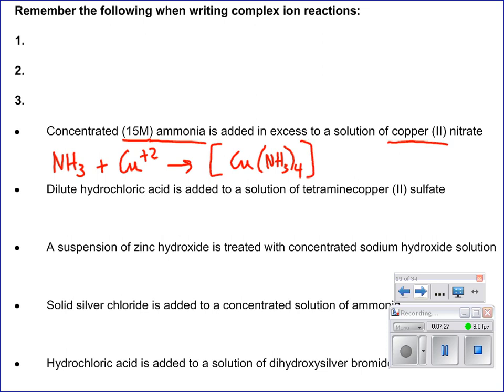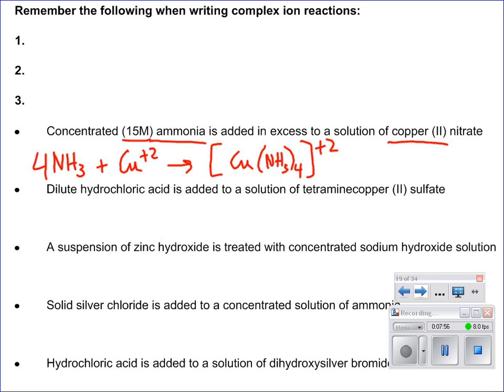Now, this is a complex ion, so it's going to have a charge. The overall charge of this, you just figure out using rules. Does NH3 have a charge? No. Copper is plus 2. So what would the charge of this be? There you go. Now, to balance this, we need 4 of those, and we're balanced. Got it? Okay, let's do this next one, a suspension.